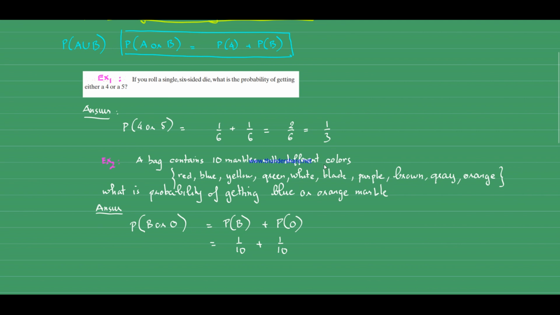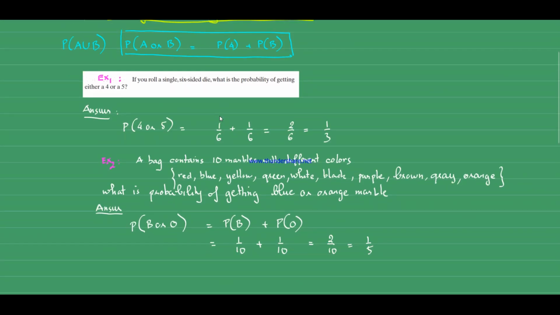Okay, so this gives you 2 over 10, which is 1 over 5. There you go. See that?